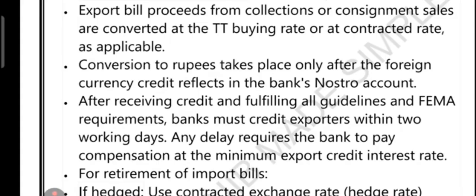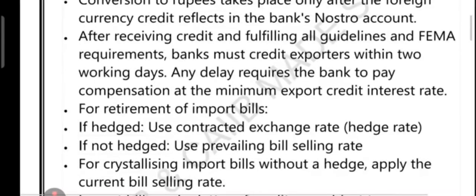So what I am telling you is that the bank only converts the foreign currency credit into Indian rupees when it actually appears in the nostro account. And after that, once FEMA rules are met, the exporter must be paid within 2 working days. And if there is a delay, the bank must pay compensation. So this is the rule regarding the export bill.